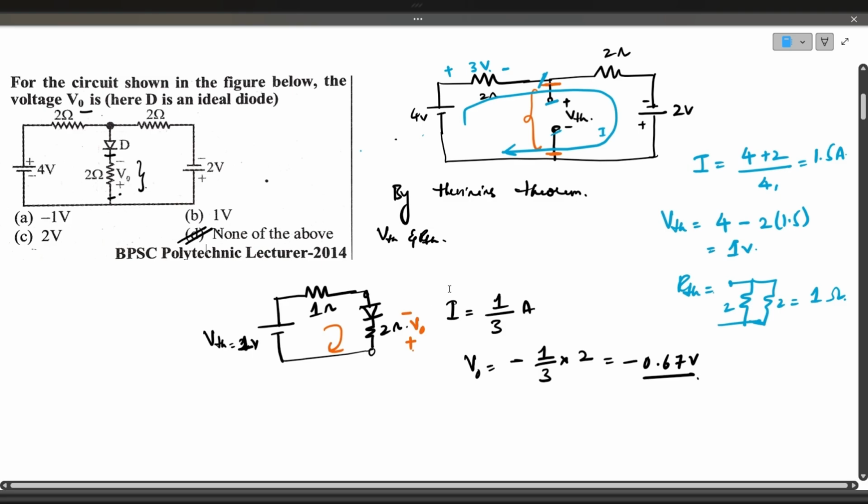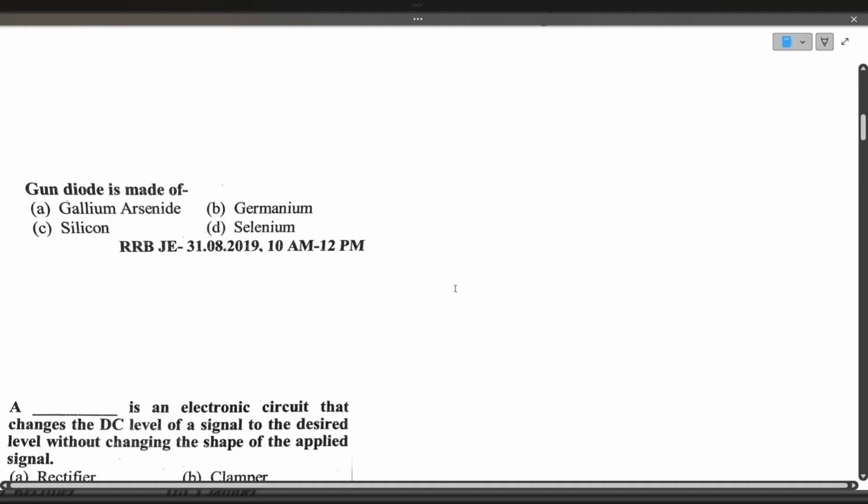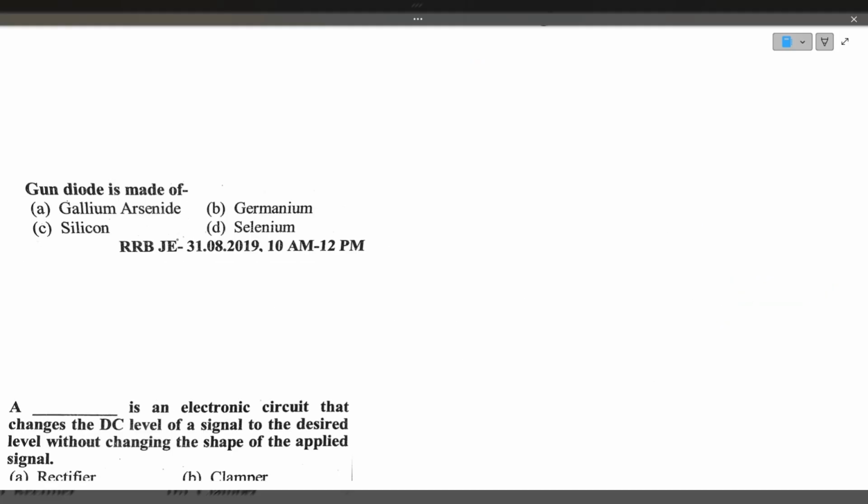Now we'll see the next problem. This question was asked in RRB. The Gunn diode is made up of gallium arsenide.